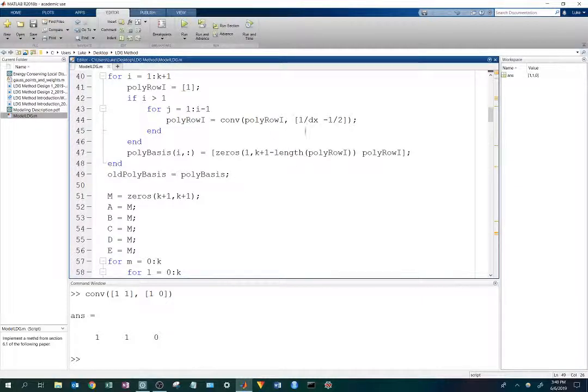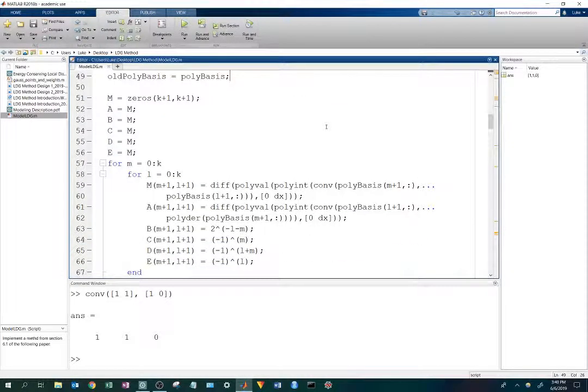Worth noting is that this is 1 over dx minus 1/2. So you're finding the polynomial basis on the first cell. But it doesn't really matter because these things are translation invariant, the integrals anyways. So for m, remember we have the integral of phi m phi l on this cell.